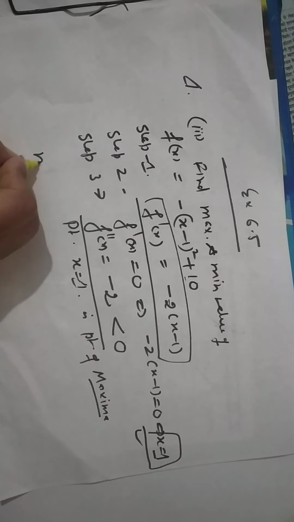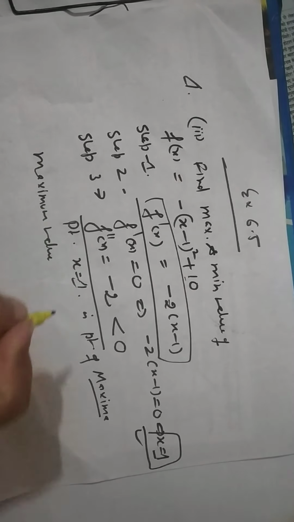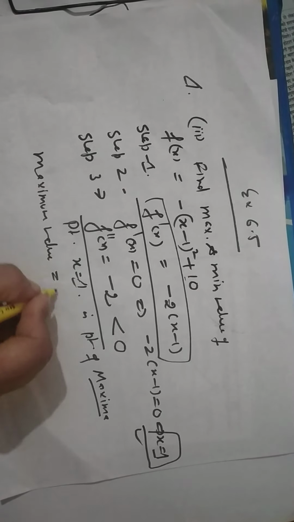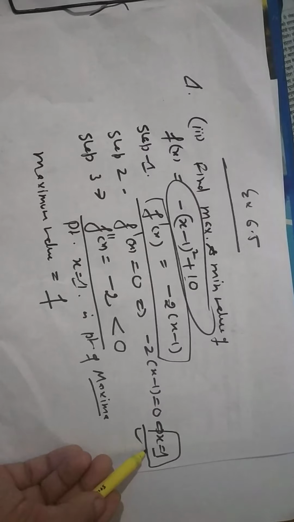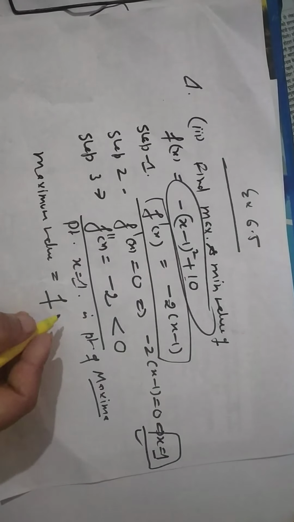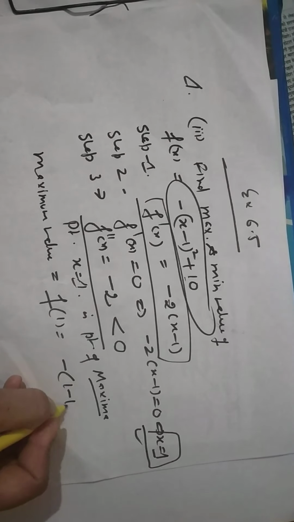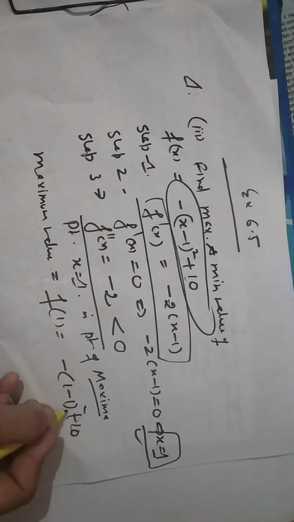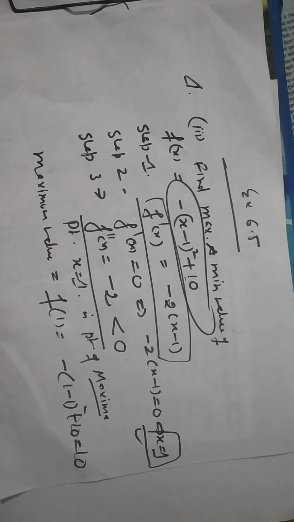So what is the maximum value? The maximum value will be the value of the function when we put x equal to 1, the stationary point, in the function. So it will be minus (1 minus 1) square plus 10. So 0 plus 10 is 10. So 10 is the maximum value of this function.